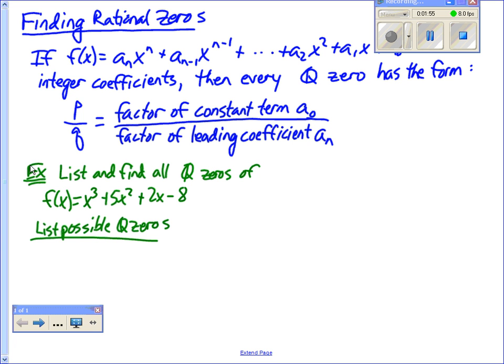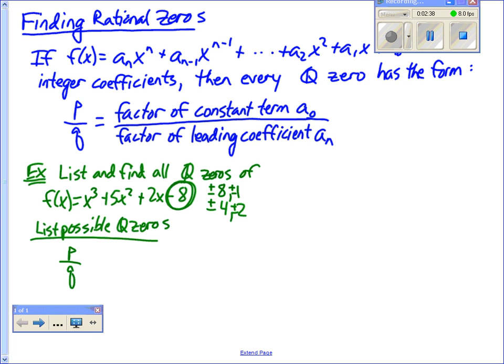So the possible zeros are of the form p over q, where p is the factors of this number, our constant, negative 8. So you're thinking about all the factors of 8. Yeah, you could have 8 and 1, right? You could have 4 and 2, right? But you could also have negative 8 and 1, right? Again, it's a negative 8, so it should be either 8 times negative 1 is negative 8 or negative 8 times 1. In other words, you have to consider both situations. You could have 4 and negative 2, or you could have negative 4 and 2. So you got to consider both scenarios there, okay?